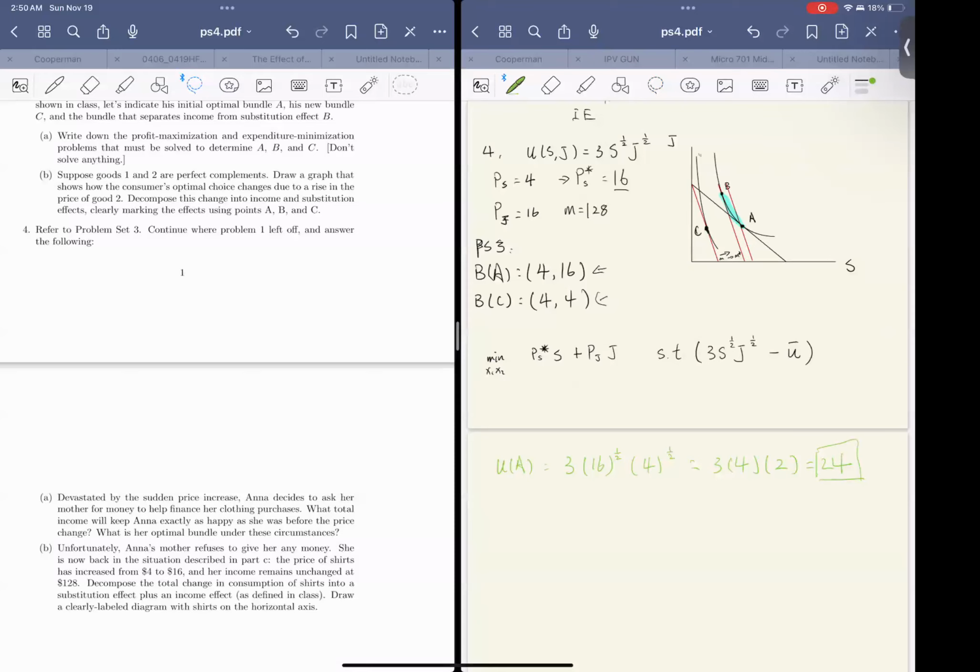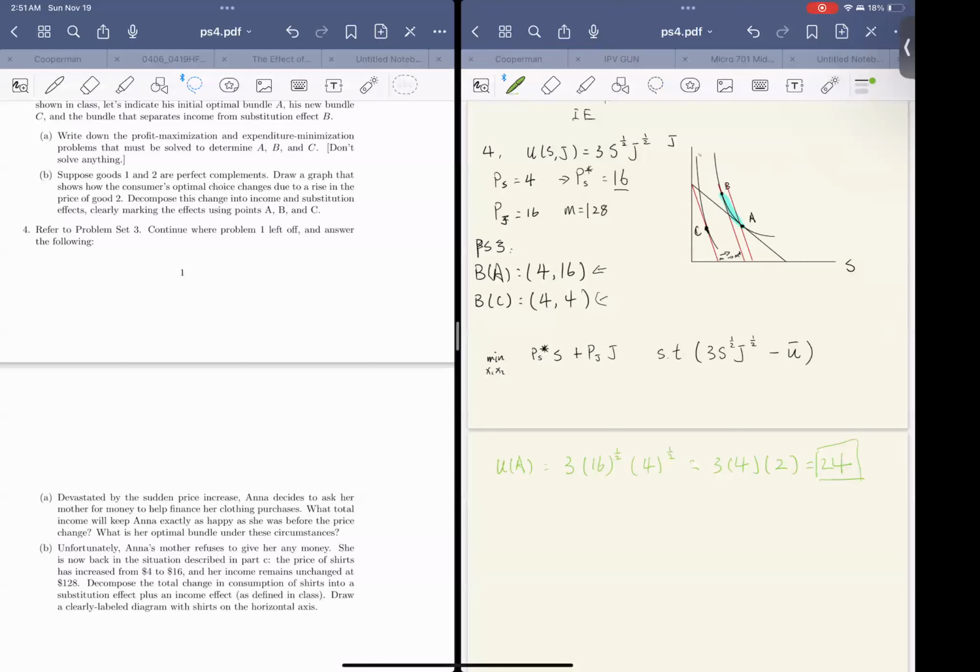So we need to subject to the initial utility. The utility constraint would be minus 24. So we will have the Lagrangian equals P_S star S plus P_J J minus lambda times (3 S^(1/2) J^(1/2) minus 24).